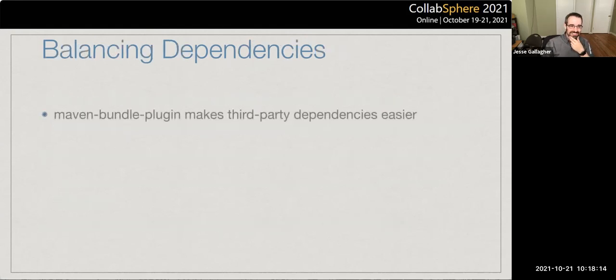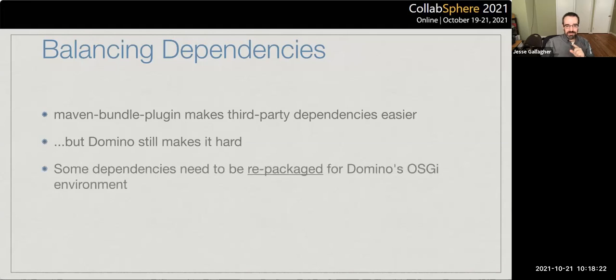We also have to worry about balancing dependencies. Maven bundle plugin makes third-party dependencies easier, but Domino still makes it hard. Some dependencies need to be repackaged for Domino's OSGI environment. I have a link to the Jakarta EE project's repackaging, where it will change the dependencies in between them, because a lot of the core XPages projects will have older versions of things that I need, but it won't have versions on them, so I have to bind directly.